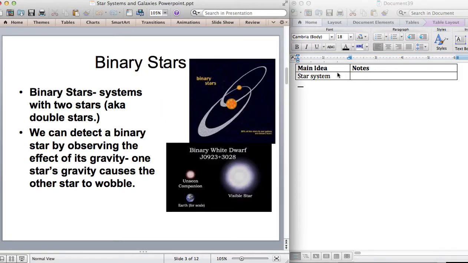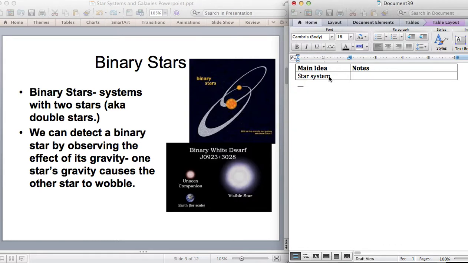And so our first type of star system is a binary star system. Binary meaning two, just like bicycle has two wheels. A binary star system has two stars in it. So they're double stars. The two stars kind of orbit each other. And we think actually that most of the stars in our galaxy are binary stars. So our sun, again, is kind of the odd star out.